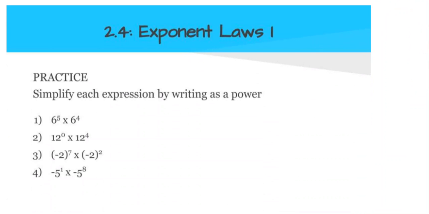So let's see if we can do a few of these. Well, here, I'm going to pause it. See if you can write some answers here. You guys should be able to get some of these right away.